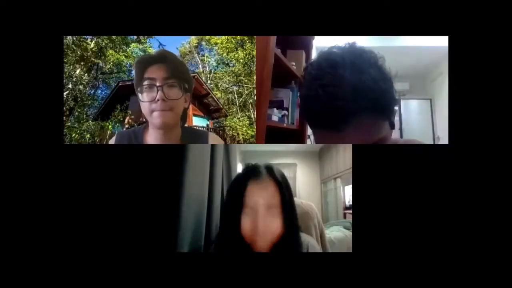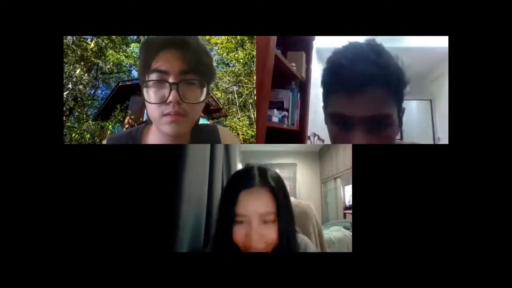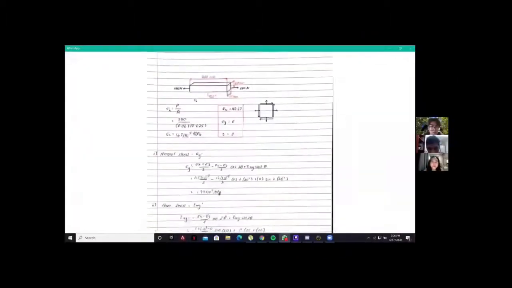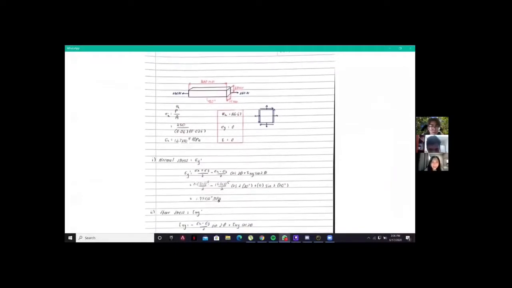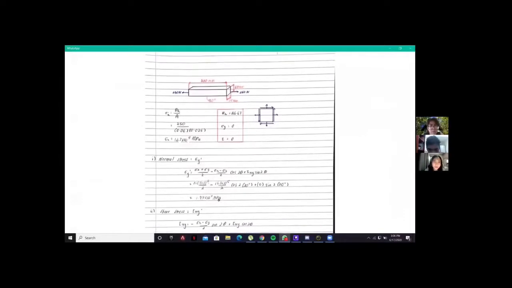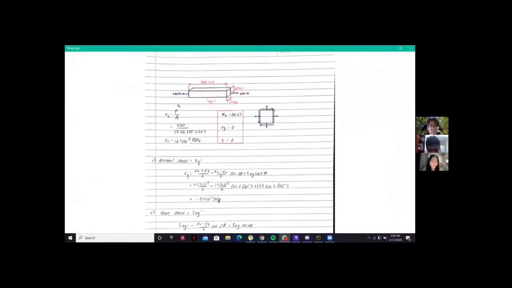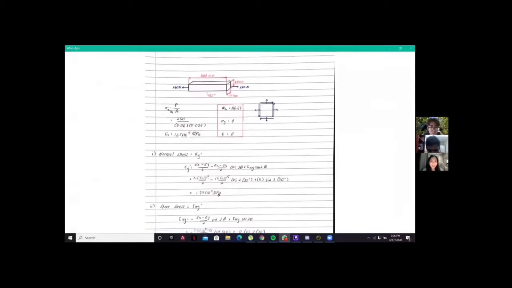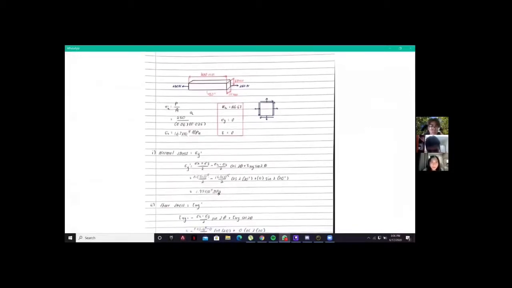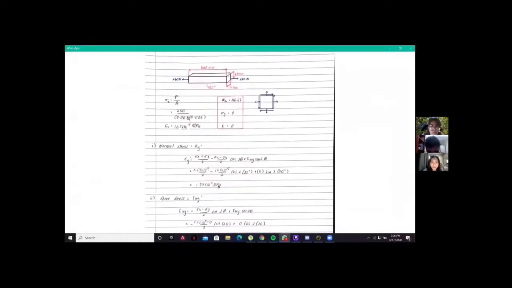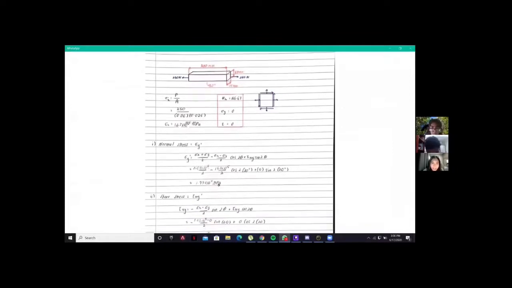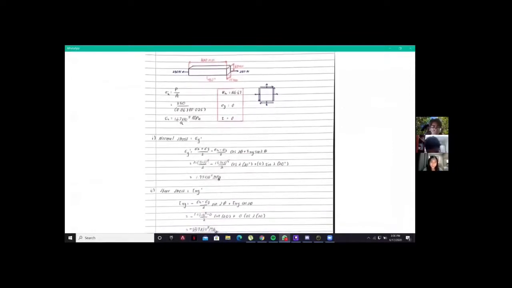Let's turn to question 8. So first we have to define the stresses. We can get stress at X by using this equation and putting in 250 newtons and the area of the cross section, and then we get 1.67 times 10 to the power of 5 MPa.